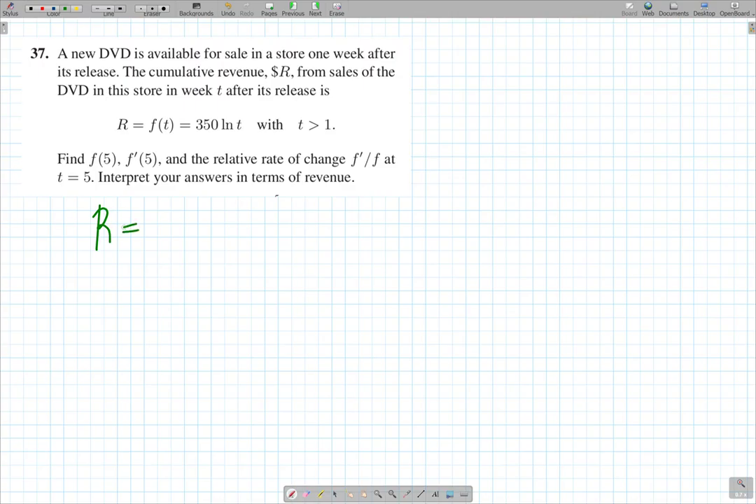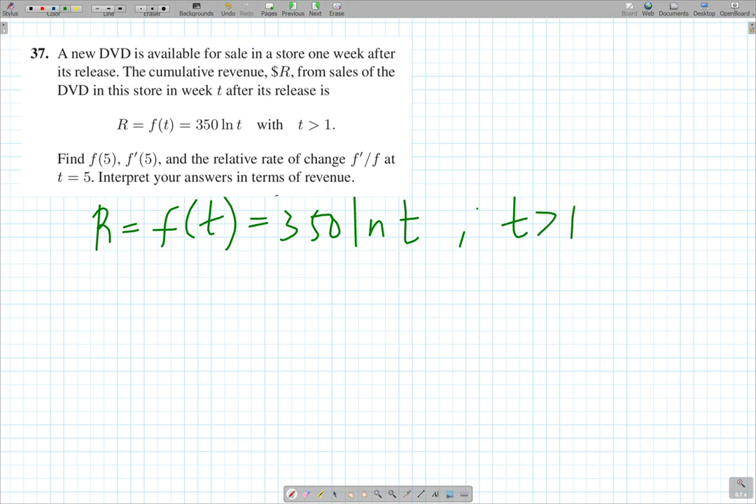R equals F of T equals 350 ln of T with T greater than 1. Right? So, let's define first the letters in the given equation. What does R mean? Okay, so R, class, it says here, cumulative revenue. Right? R is cumulative revenue.